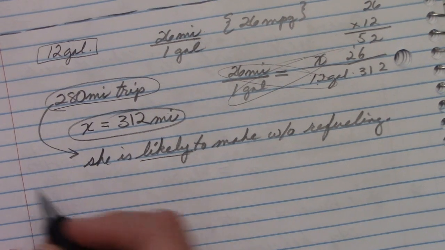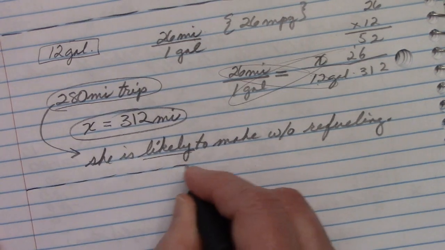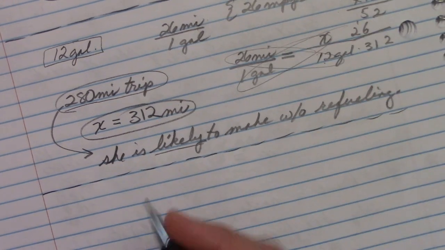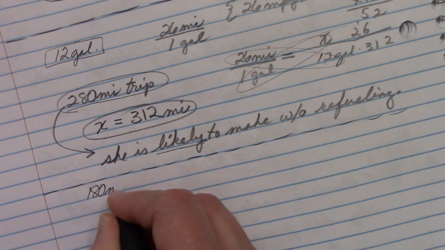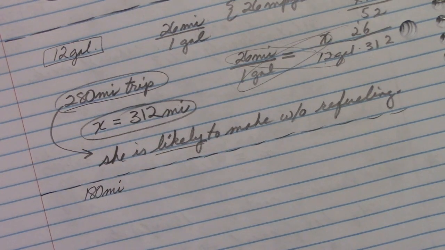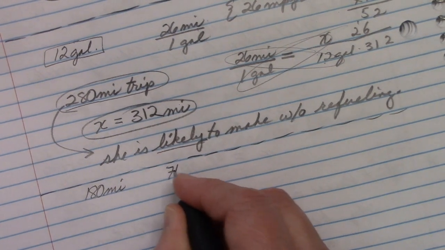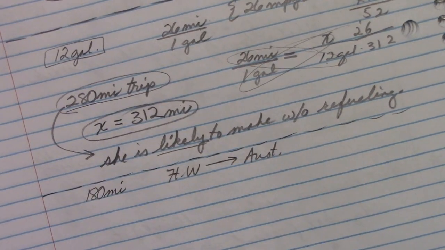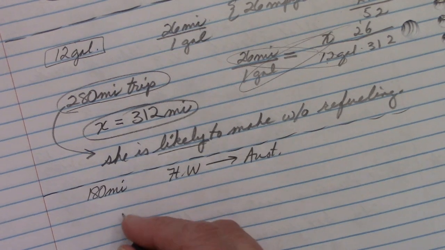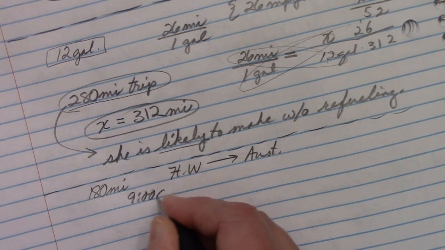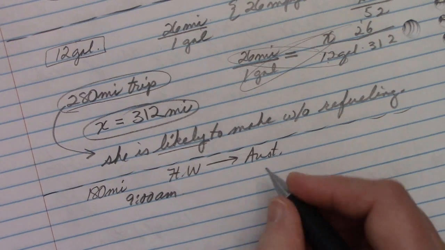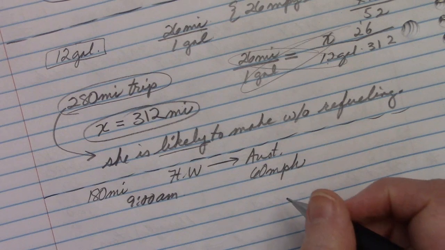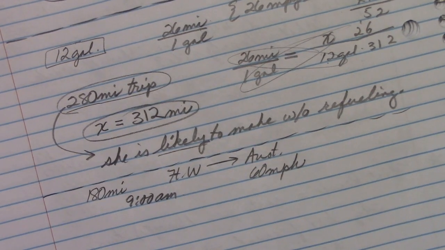All right, Shelley needs to drive 180 miles from her home near Fort Worth to Austin. So we're going to put down Fort Worth to Austin. Okay, it's a 180-mile trip. If she begins her drive at 9 o'clock in the morning and averages 60 miles per hour, when will she arrive?